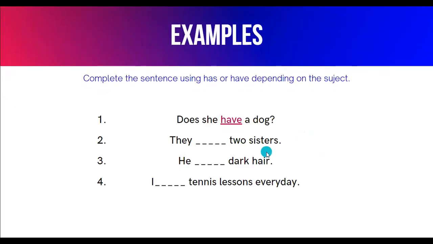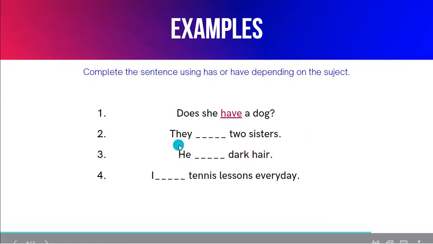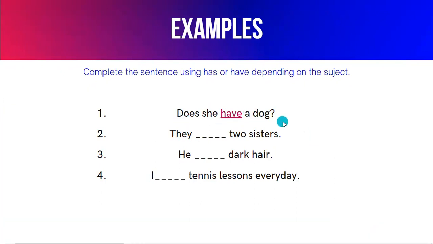I'm going to go back a bit. Okay, so here in this case, we're going to complete the sentences using have or has depending on the subject. So for example, does she have a dog? Notice here that we use have because does is already in the singular according to the subject, okay? So we cannot say does she has a dog, okay? And for example, number 2, they have 2 sisters, okay?